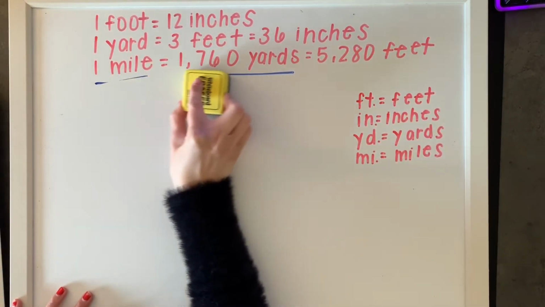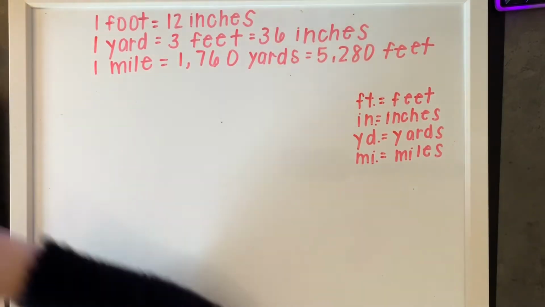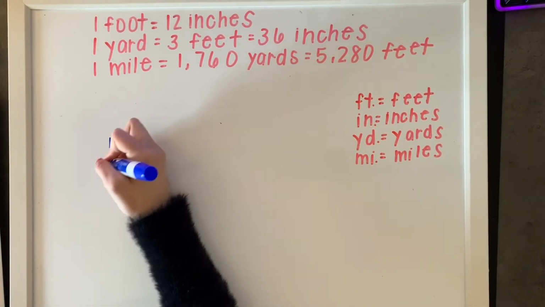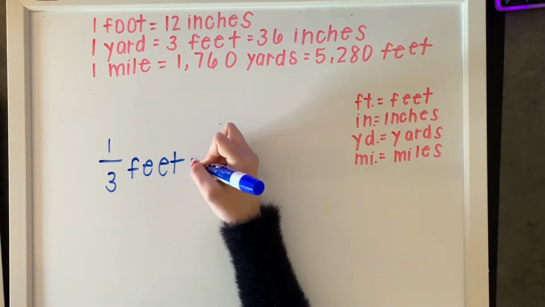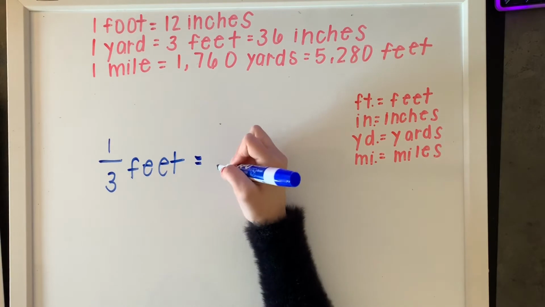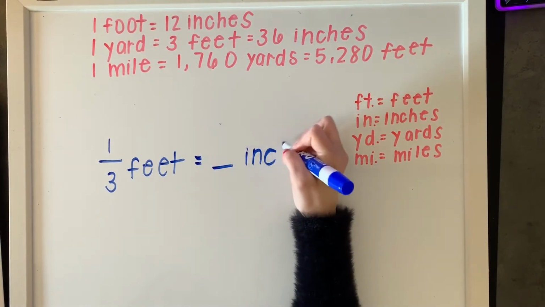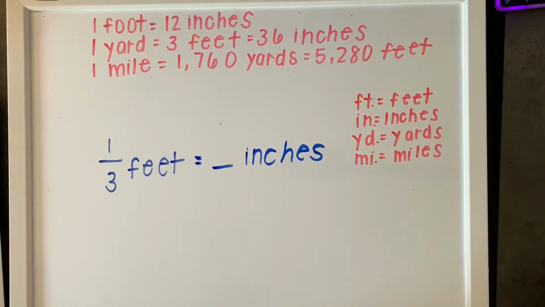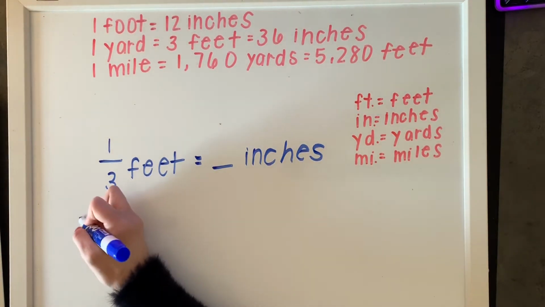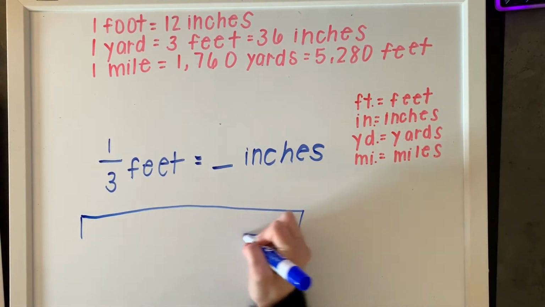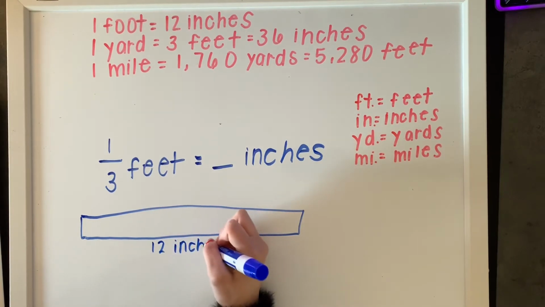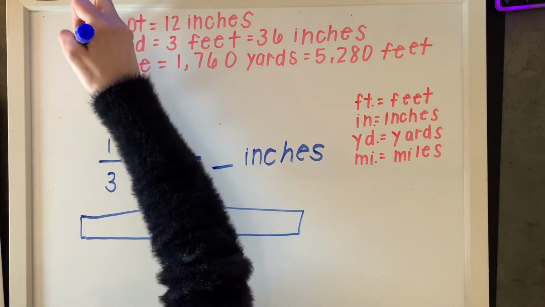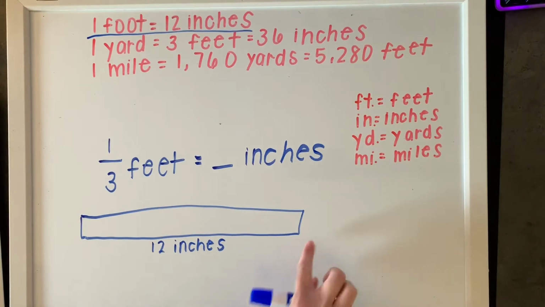Something else you may see today is they can give you a fraction or part of a whole to convert. 1/3 of a foot equals blank inches. So when we think about 1/3 as part of a whole, and we think about a ruler, and knowing that this ruler equals 12 inches, we know 1 foot is 12 inches, so the whole ruler is a foot, it equals 12 inches.